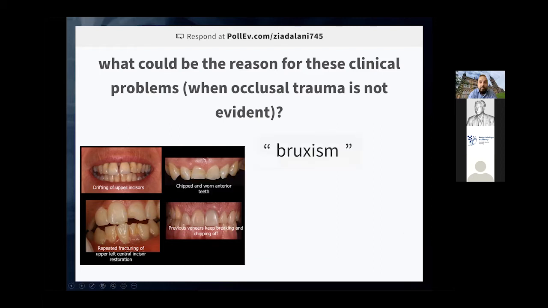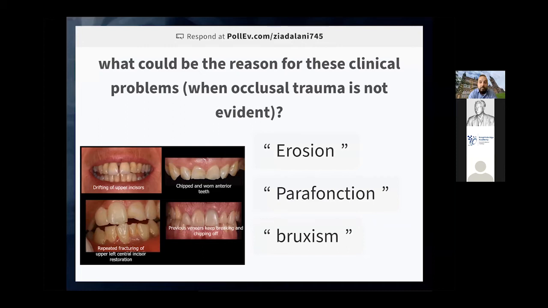Bruxism. Well done, the first vote here. First brave one. Parafunction, you mean here. Okay. Erosion. That could be the reason for palatal erosion here, but you can see fracture of the restorations and chipping of veneers. I don't think erosion is the reason here. Parafunction and bruxism, yes, that could be the reason.